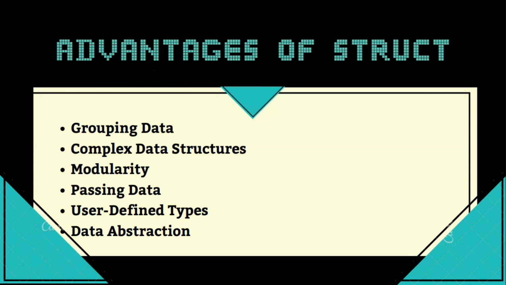Structs are useful for passing multiple data elements as a single argument to functions, reducing the number of function parameters and simplifying function calls. Struct allows the creation of user-defined data types, enabling developers to define custom types that suit their specific needs. Struct supports data abstraction by hiding implementation details and providing a clean interface for interacting with data, enhancing code clarity and reducing complexity.